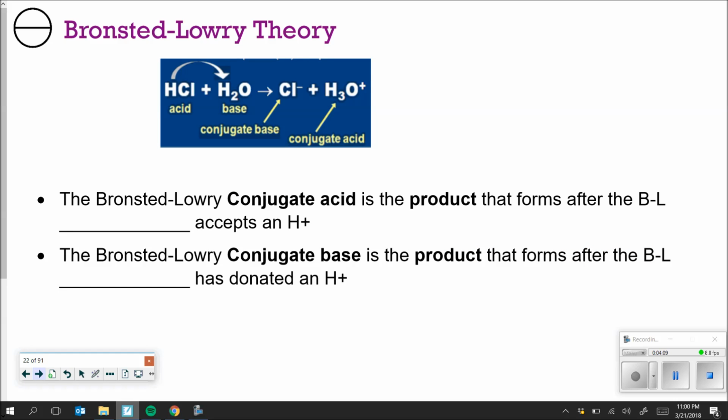So continuing with Bronsted-Lowry theory, once you take the proton away from the acid and give it to the base, you're actually going to come up with two conjugates. The Bronsted-Lowry conjugate acid is going to be the product that forms after the Bronsted-Lowry base accepts its hydrogen. And the Bronsted-Lowry conjugate base will be the product that forms after the acid has donated it. So the base becomes the conjugate acid and the acid becomes the conjugate base.